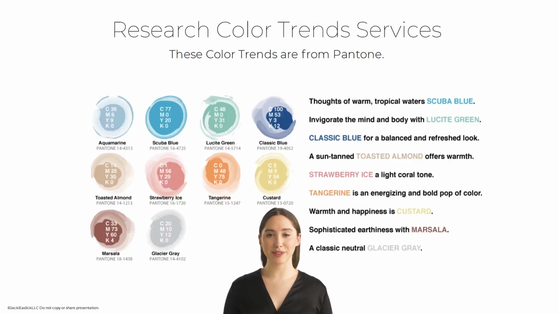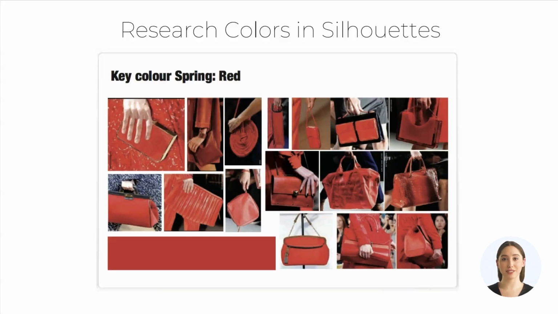Here are some other color trend services to look at: WGSN, FashionDex, Trend Hunter, Trend Shop, to name a few. Here is a red color trend in silhouettes. The way you create a red trend is by gathering red images from photos you have taken in stores and by pulling images from various websites.